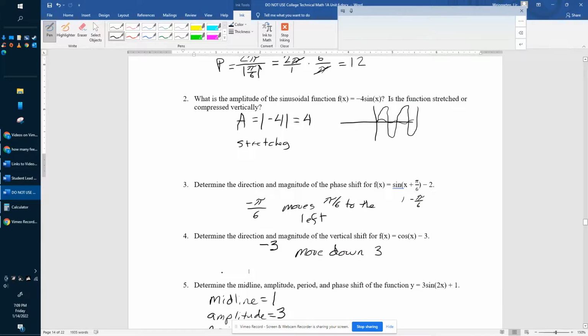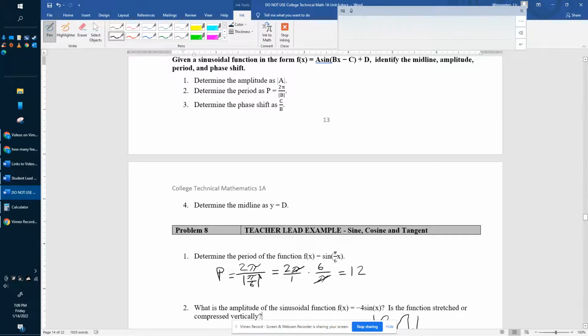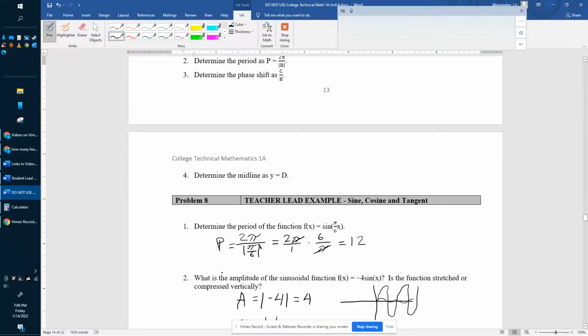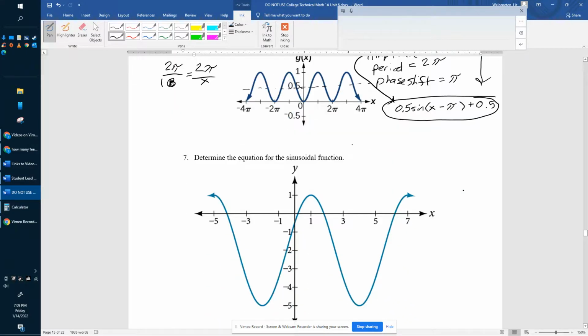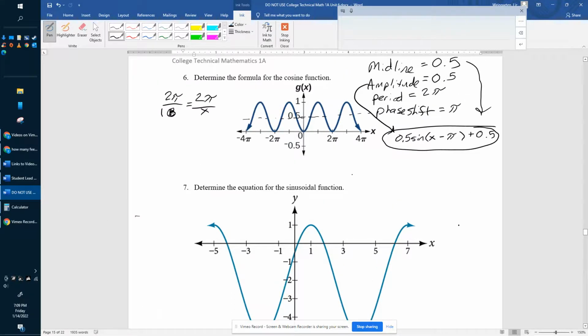Then we have to figure out the phase shift. Phase shift is C over B. B is 1, so the phase shift is just going to be what we saw here, pi. And we have to remember to subtract pi. And that's going to be our answer. Let's do another one. So we need to figure out the midline, amplitude, period, and phase shift.